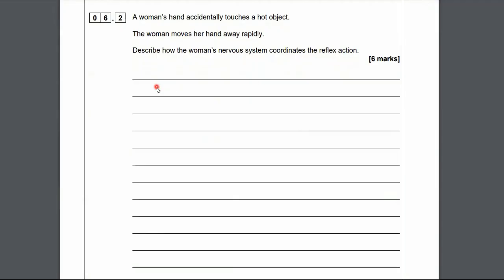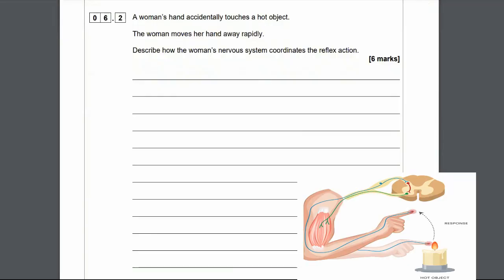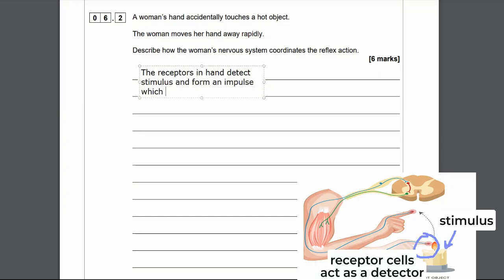A woman's hand accidentally touches a hot object. The woman moves her hand away rapidly. Describe how the woman's nervous system coordinates the reflex action. So, the first part of this rapid reflex is that the receptor cells in the woman's finger touching the hot object will detect the stimulus, which is the hot object.